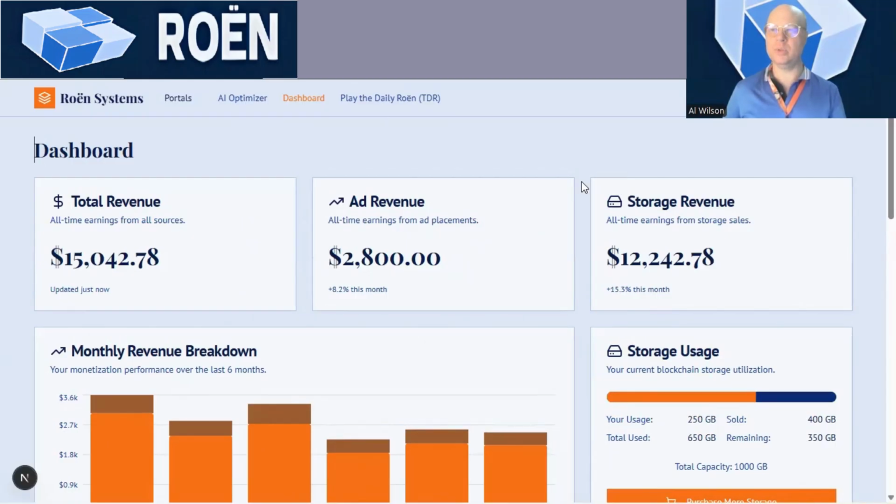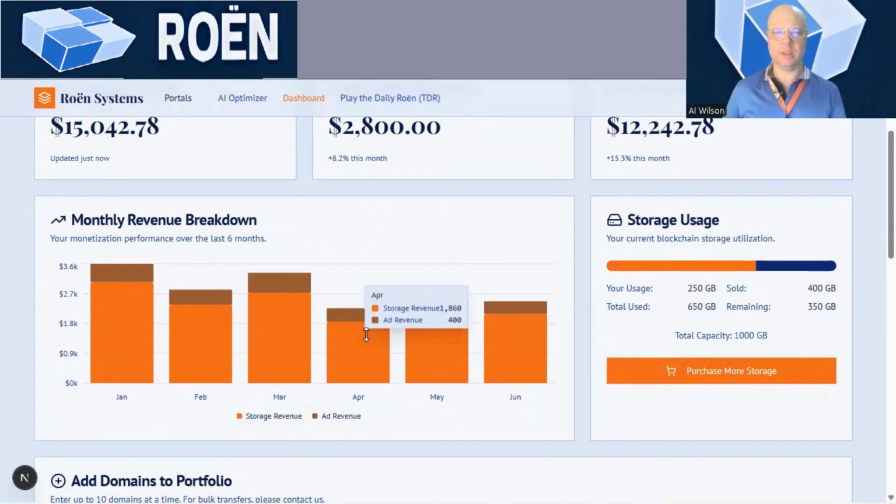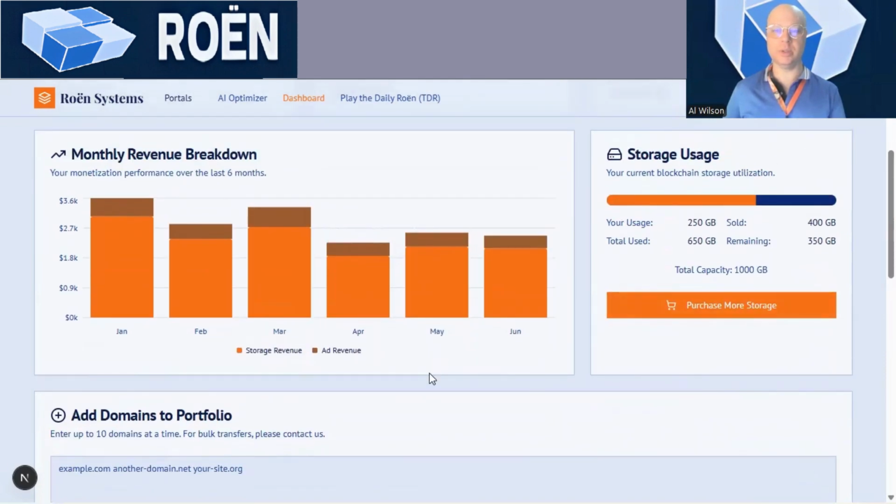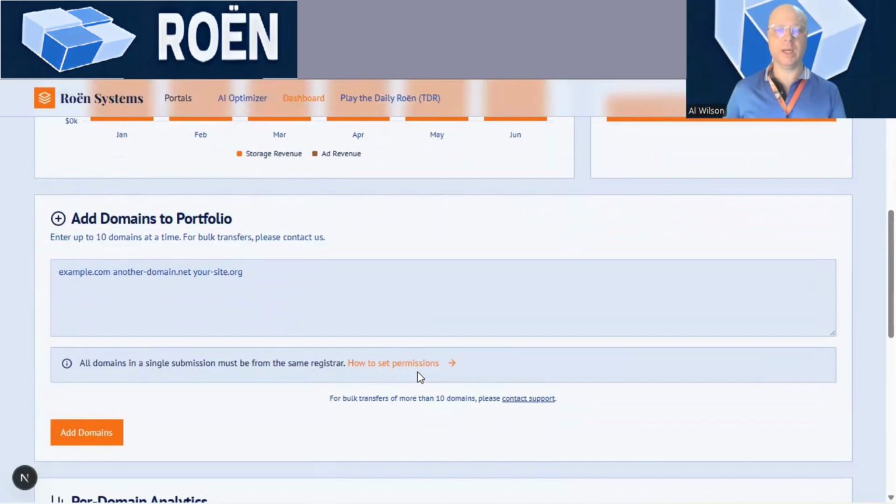We have total revenue, ad revenue, and storage revenue with our monthly revenue breakdown and remaining storage for our domain. In this case, we have an indicated total capacity of 1,000 gigabytes and an option to purchase more storage. We can add up to 10 domains at a time on site and request for bulk domain transfer through our customer service.